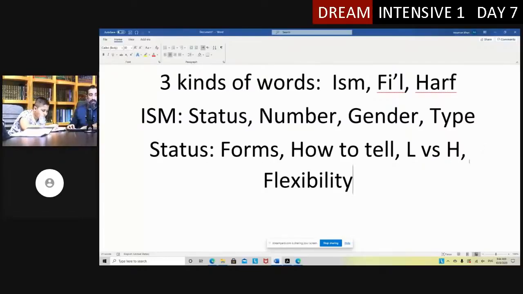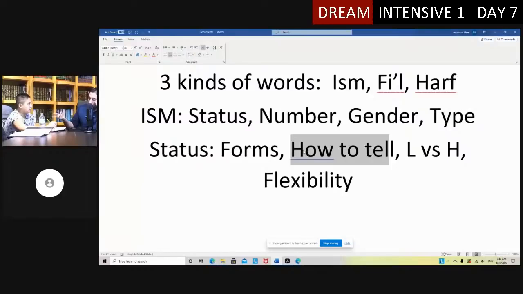How do you tell status? There's three ways. You can tell by ending sounds, ending combinations, or pronouns are weird. Now we know all about that. So what are the ending sounds and how do they work? U, a, i, un, and in. Those are just sounds. How do you make sense of them?